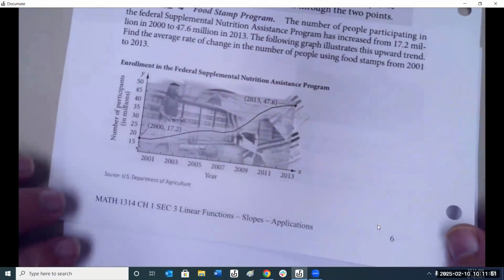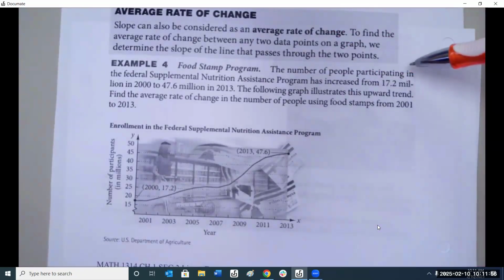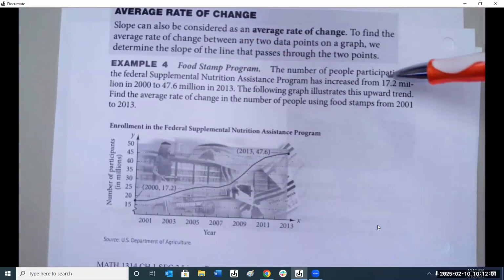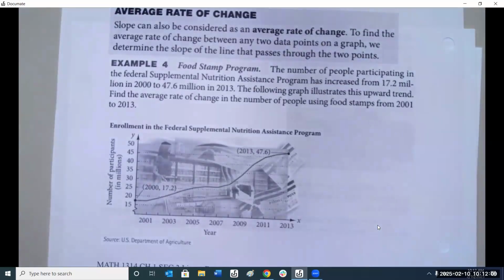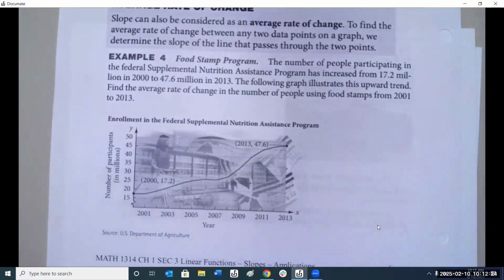So here's our example. The number of people participating in the Federal Supplemental Nutrition Assistance Program, food stamps, has increased from 17.2 million in 2000 to 47.6 million in 2013. Following the graph, find the average rate of change of the people from 2001 to 2013. So find the average rate of change.